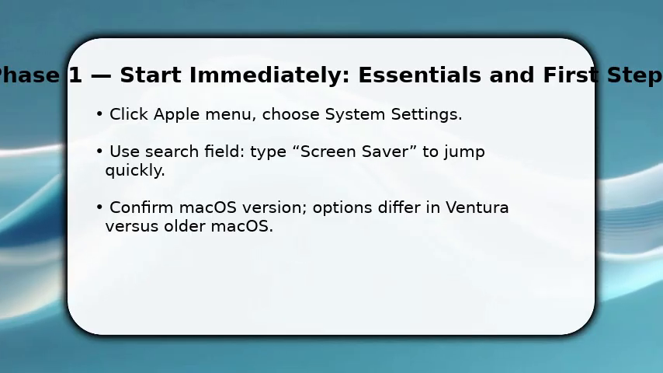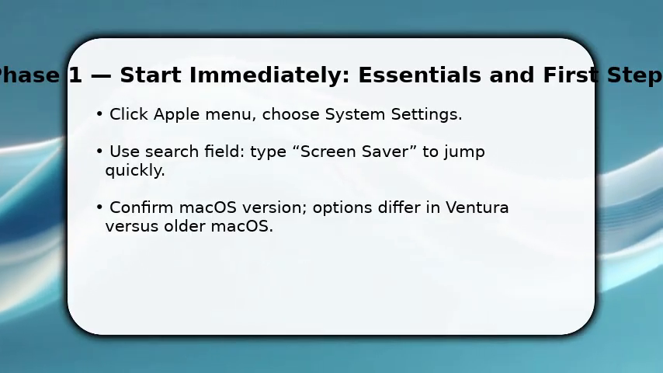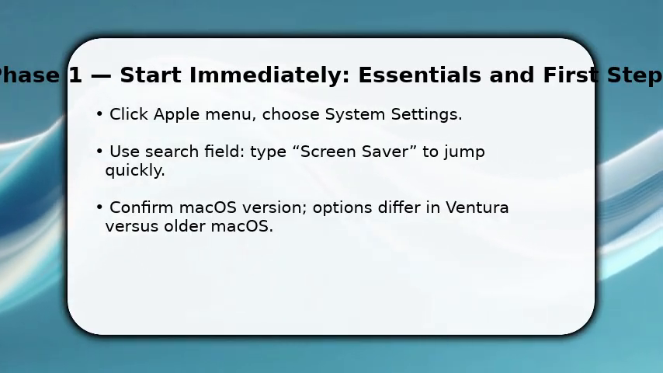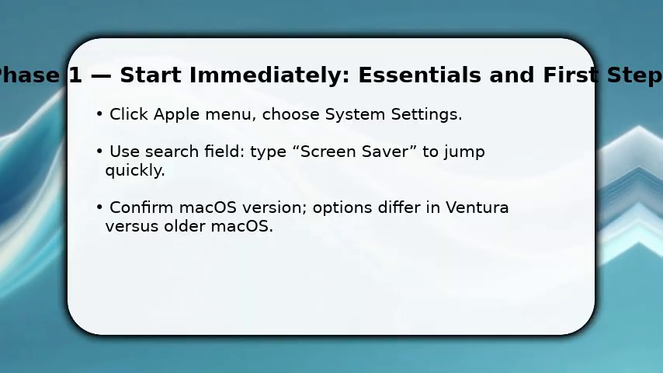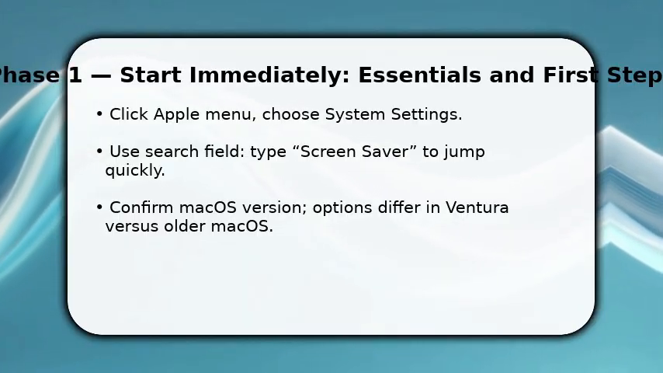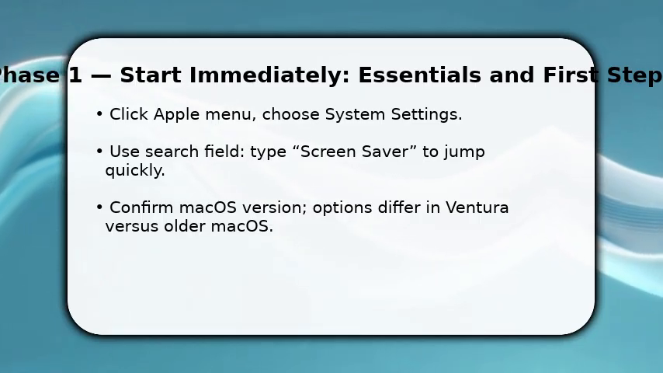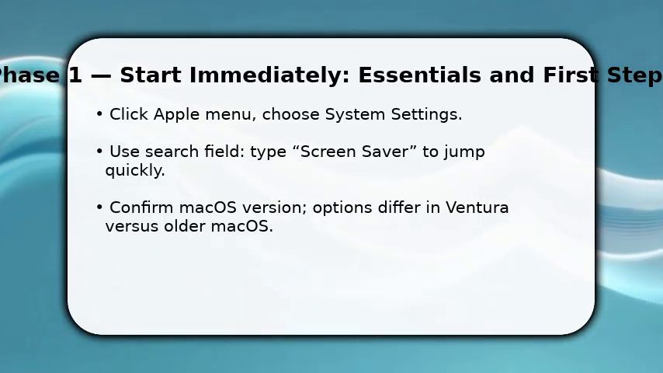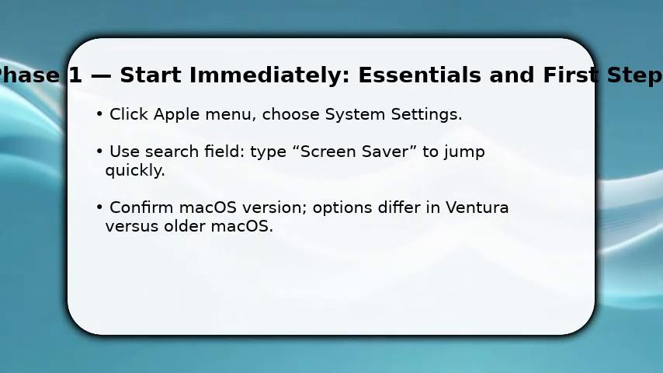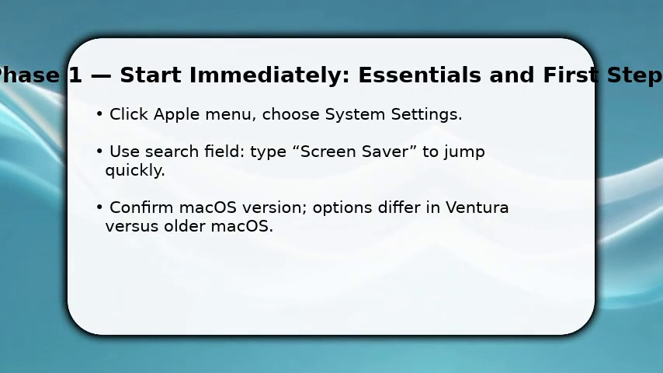You start in System Settings because that centralizes display preferences. Open the Apple menu and choose System Settings now. Once there, use the search box and type Screensaver to jump directly to the right pane. This saves time versus digging. Make sure you note whether your Mac OS is Ventura or earlier, because labels and layout change. This matters for the next steps.